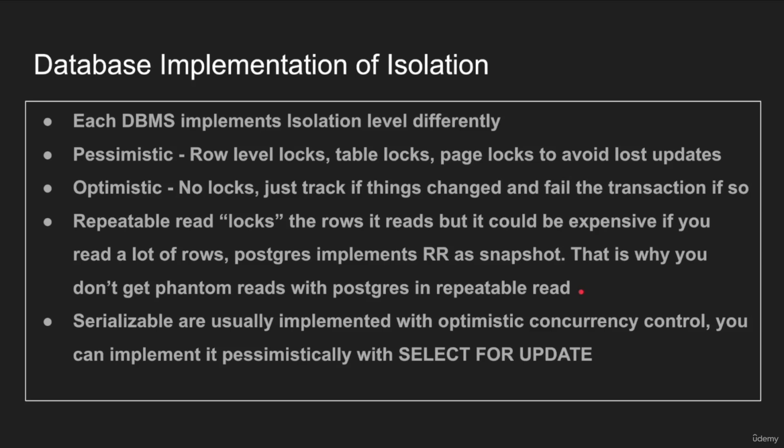Serializable is usually implemented with optimistic concurrency control. Because if you actually truly do serializable, then your database is going to be so slow, right? Because what is serializable? Just one after the other, right? So that's why a database implements it with optimistic concurrency control. You can also implement it pessimistically if you want to, with select for update. Hey, I'm going to select this, but I'm going to lock it. Right, that's what you do.